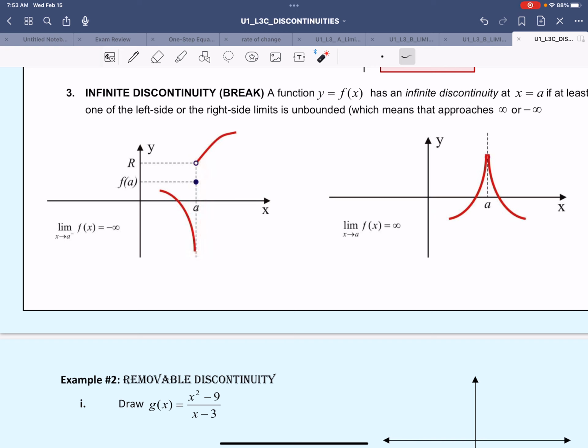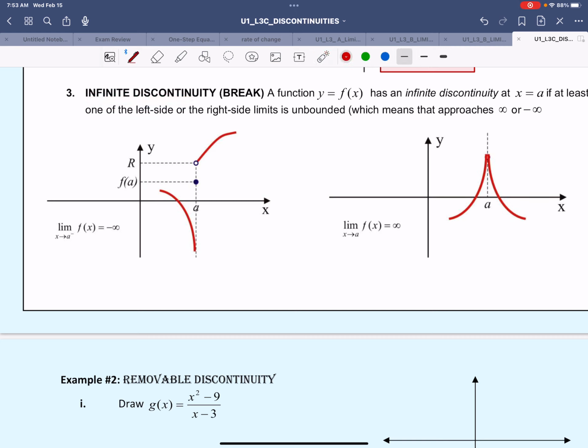Now I want you to think, what makes this gap immeasurable? What makes this gap immeasurable is the fact that one of the pieces of the graph will continue down here to negative infinity. It could have been positive infinity, it doesn't really matter, but in this case, we're approaching negative infinity. And that's what creates a huge gap in between the two pieces. And this is what makes this type of discontinuity what we call infinite discontinuity.